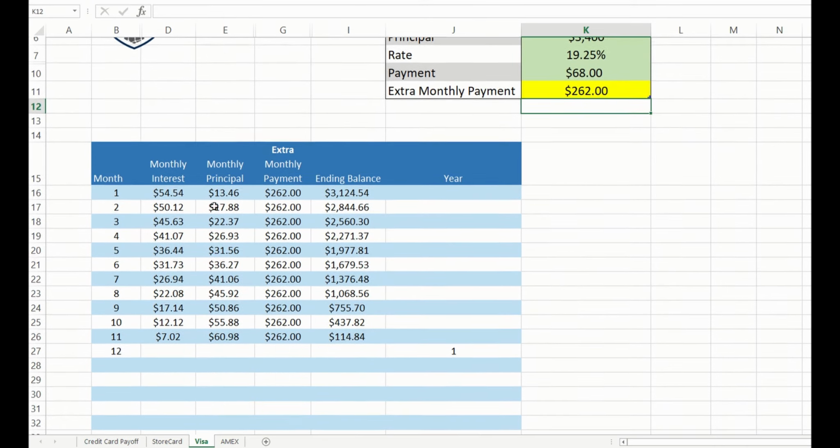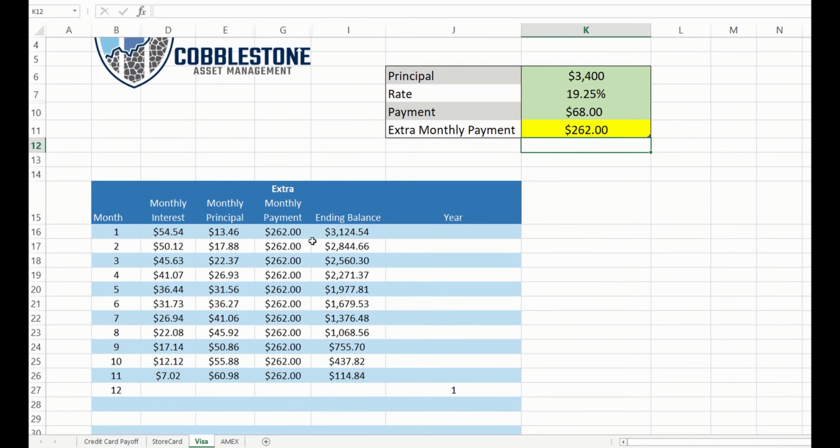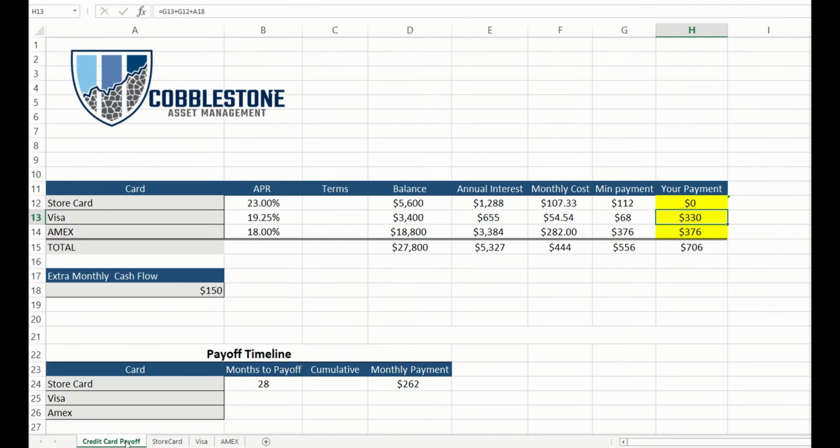And let's look at the impact of this. 12 months later, 1 year, and this balance is at zero. I'll show you where the total is, and I'll put that over on our other sheet here. So we take our initial minimum payment, the amount we freed up of $262, we add them together, and that's $330 a month that we've been paying. So right here, and that's 12 months later that we have this card at zero.